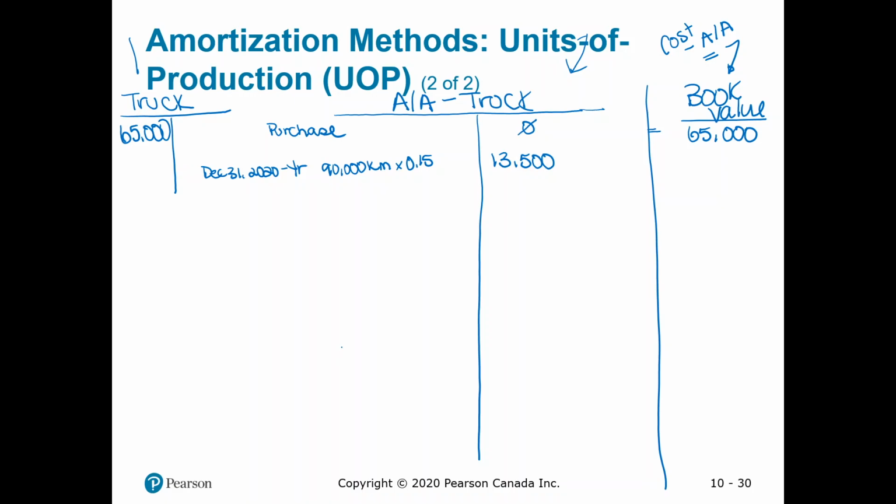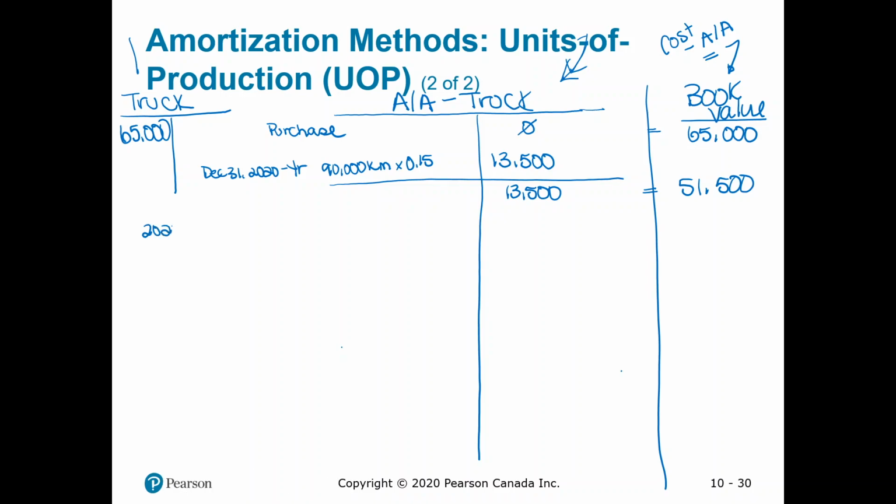So we debit amortization expense, credit, as we are using here, our accumulated amortization for the truck. Same accounts under the different methods, it's just a different dollar value. So now we know our accumulated amortization at the end of year 1 is 13,500, and our book value, 65,000 minus this accumulated, gets us to 51,500. So you have to go through for all of the years of this asset and figure out the number of kilometers, times that by the 15 cents.